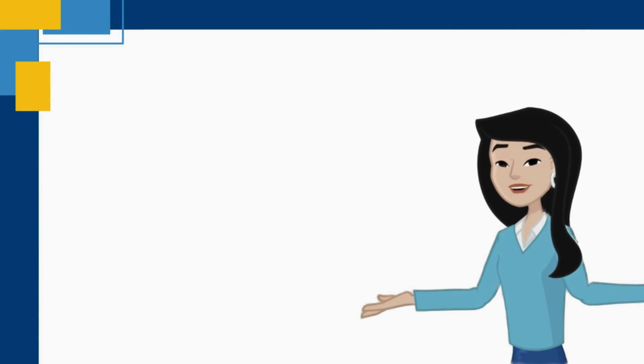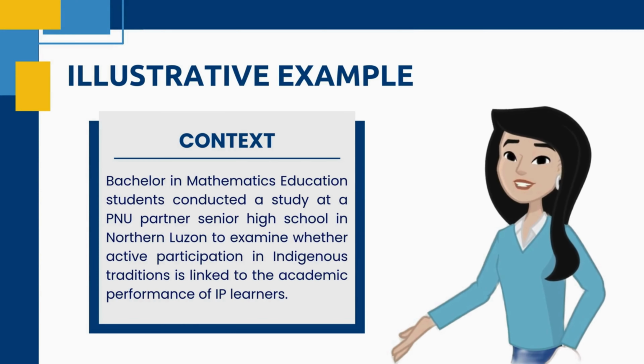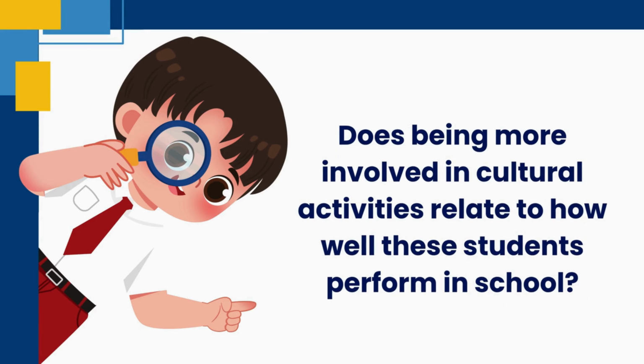Now, let's apply Spearman's Rho using a local example. Let's say we conducted a study in a local school with Indigenous Peoples, IP students, and we wanted to find out, does being more involved in cultural activities relate to how well these students perform in school?